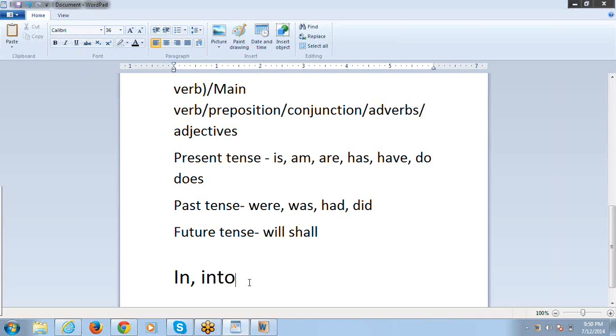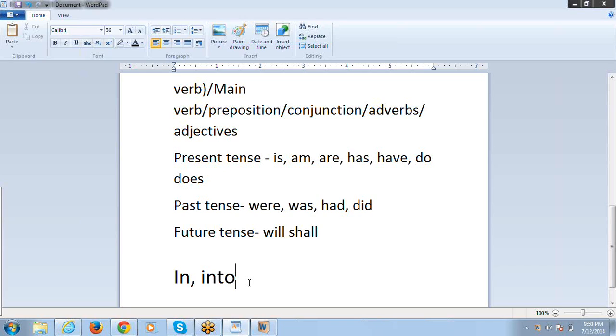Now, into is a combination of two prepositions, which is in and to. In means something which is inside, and to actually shows the direction. Have you heard people saying I am going to the United States? Because to is showing the direction to where I'm going.